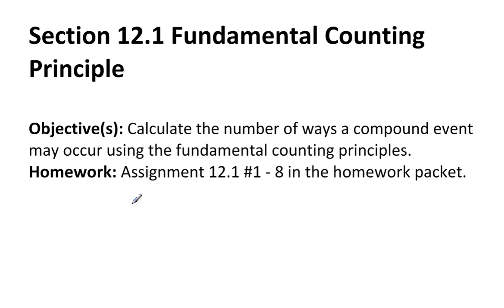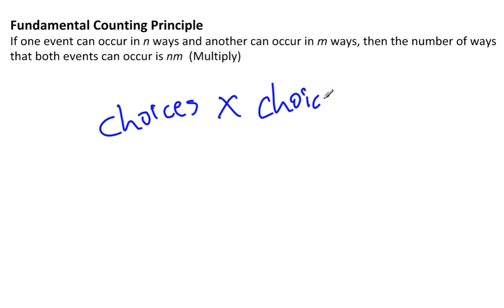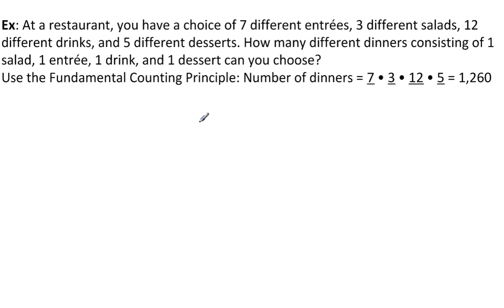Alright, here we are, 12.1. We're going to get our last unit of Algebra 2 underway with the fundamental counting principle. You can read the definition here, but really what this is doing is taking the choices for a certain option times how many choices you have for another option, and so on for how many options you have. It makes more sense when you're looking at them here.